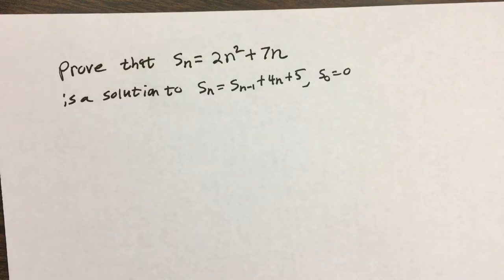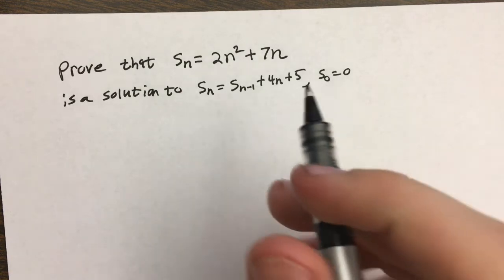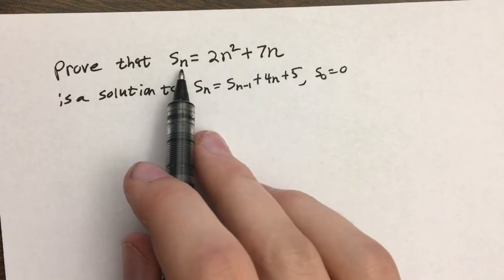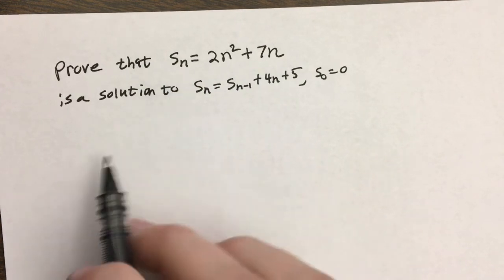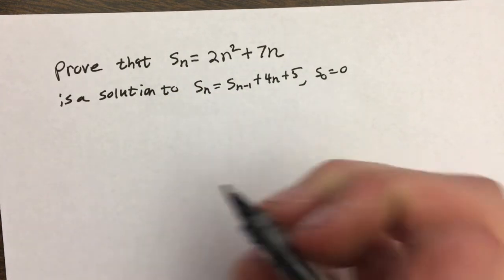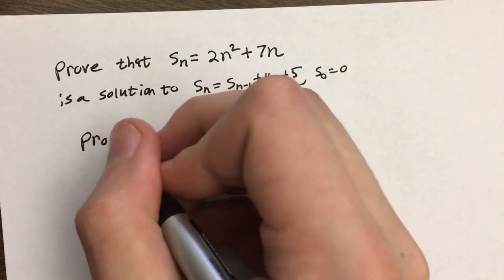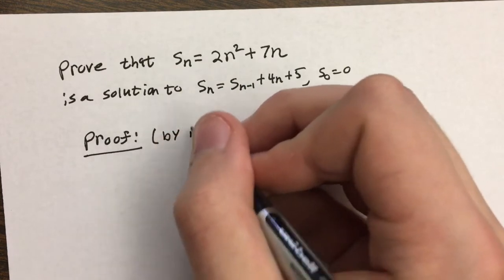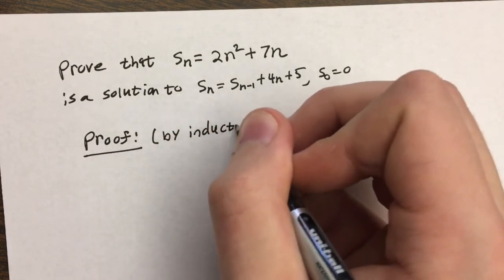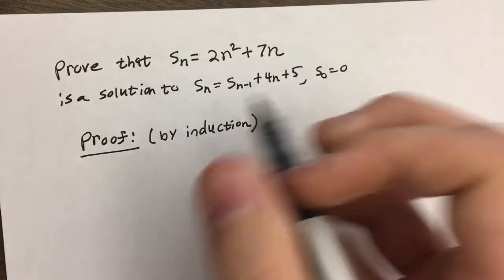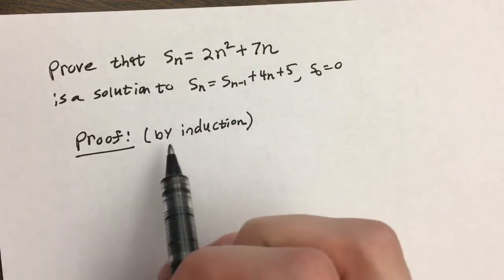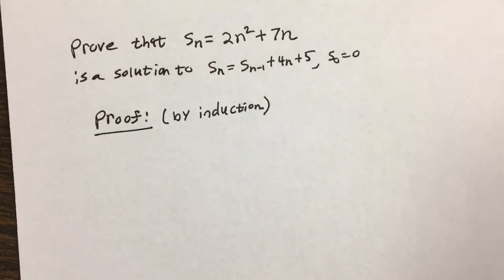Okay, so in this video, I'm just going to walk you through a proof of mathematical induction to prove that this equation that we found in the last video for S sub n is a solution to this recurrence equation. So I'm just going to start this out by writing proof. You should always write proof to indicate to the reader that you're starting a proof, and you can also add a note as to what type of proof you're doing. So in this case, we're doing a proof by induction, so I'm going to add that note there.